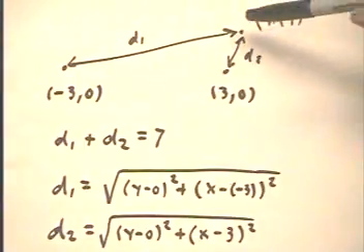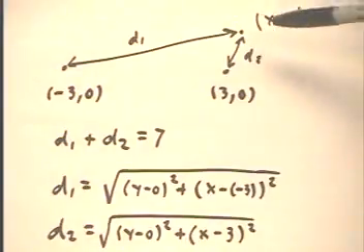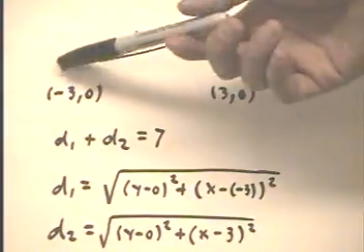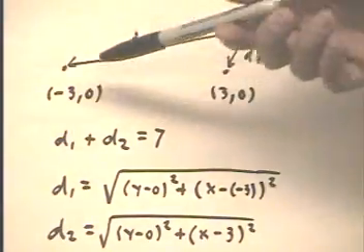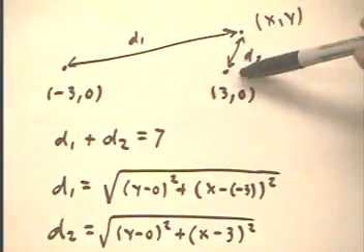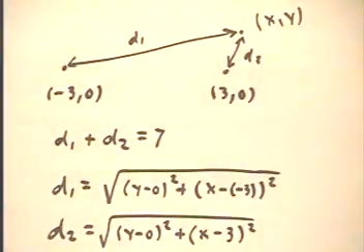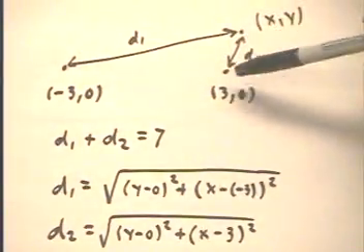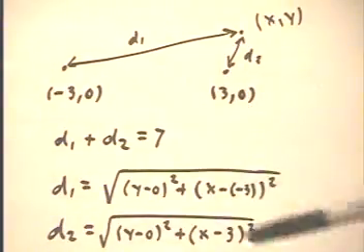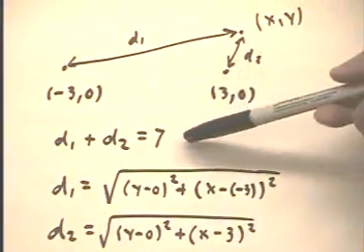And we have a point (x, y) out here. Now, whatever this point is, it lies at some distance which we'll call d1 from (-3, 0), and another distance which we'll call d2 from (3, 0). The condition we want is that the sum of these two distances is always 7. d1 plus d2 equals 7.